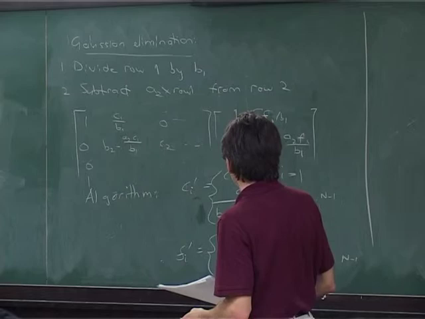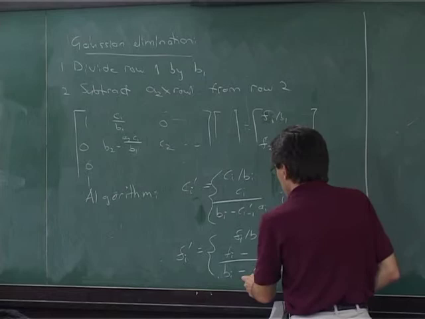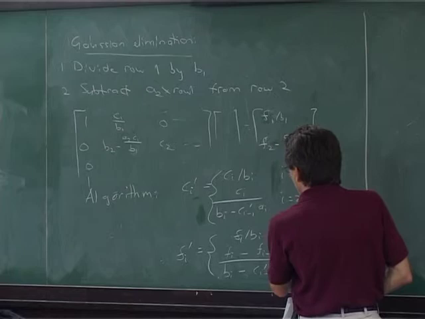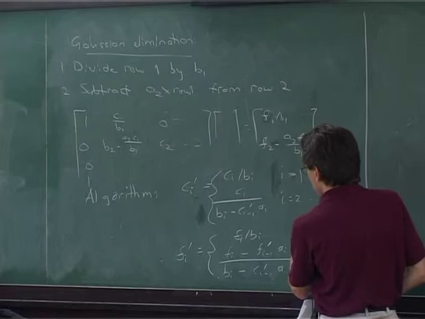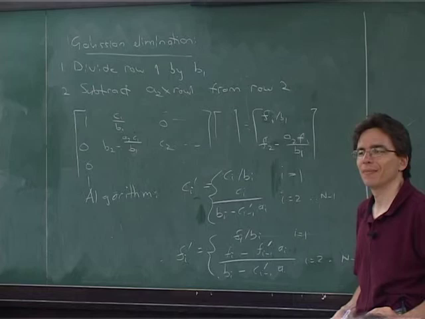Yeah. So which line are we looking at? Okay. So F2 prime is F2 minus F1 prime times, so there's a prime here and there's a prime here. And those are the only primes. Okay.